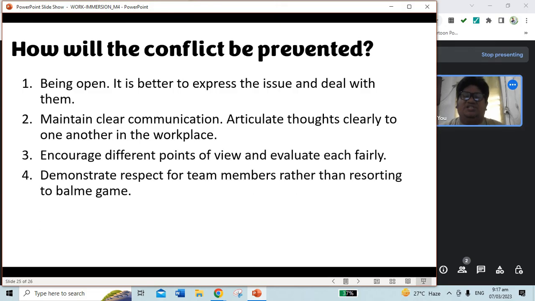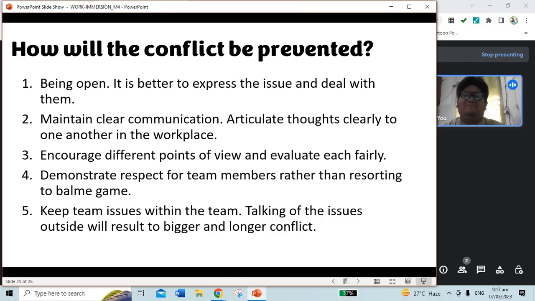Demonstrate respect for team members rather than resorting to the blame game. Okay, yung iba kasi nagsisisihan. Bakit hindi na lang respetuhin ang point of views ng bawat isa? Keep team issues within the team. Talking of the issues outside will result in a bigger and longer conflict. Kung mayroong hindi pagkakaunawaan sa team, dapat sa atin-atin lang yon, sa inyo-inyo lang yon. Huwag niyong ipagsasabi sa labas kasi lalong magiging problema yan.